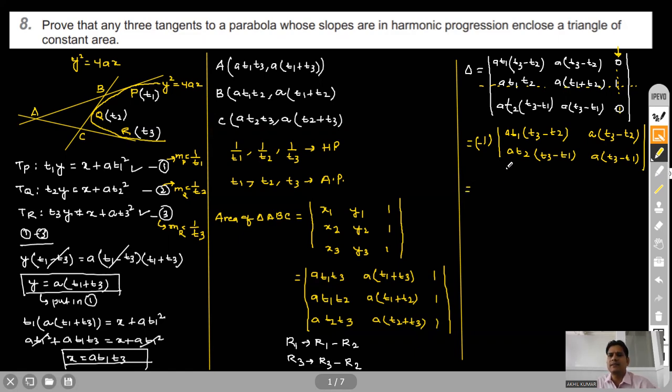So let's see how we can do it. This will be a minus sign. Let it be as it is. We have to multiply this, no? AD minus BC, right? This and this. So what we can do, A square, it will basically be A square T1 and T3 minus T2 into T3 minus T1 we are getting, right?